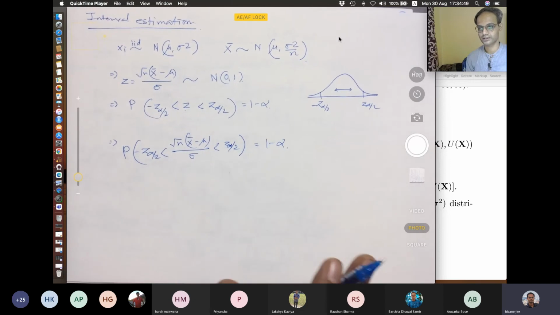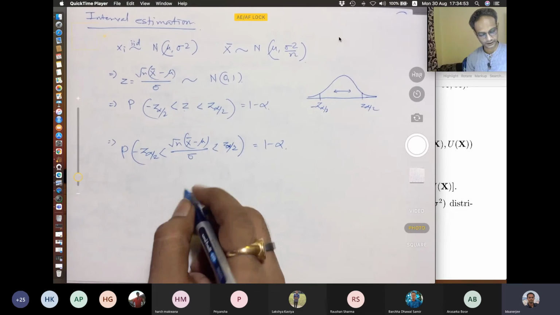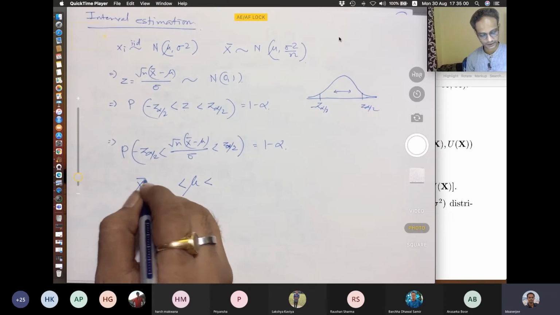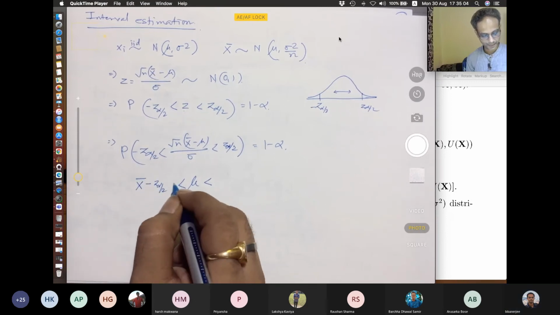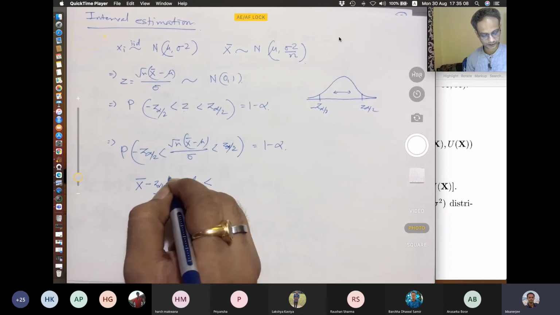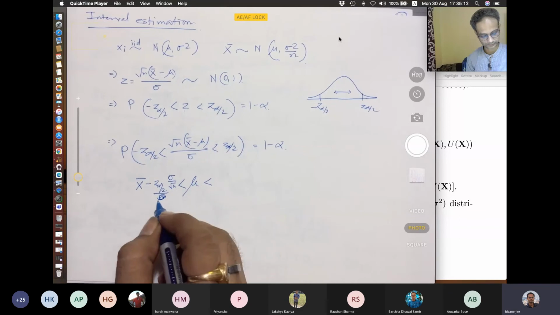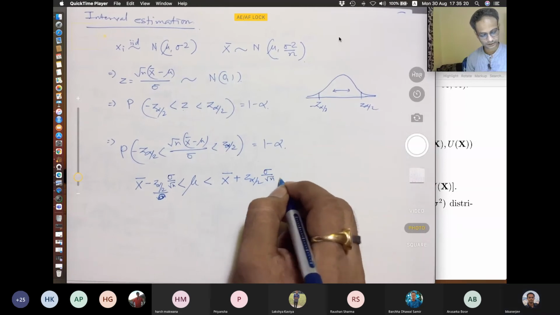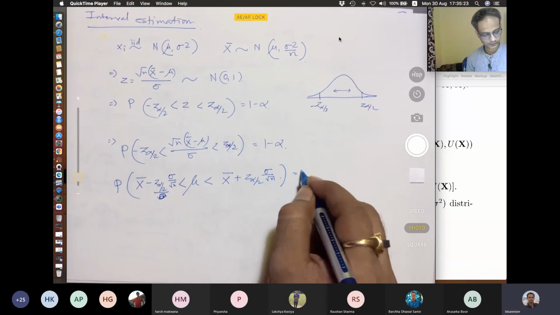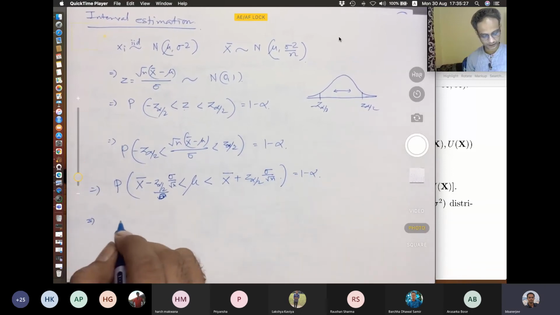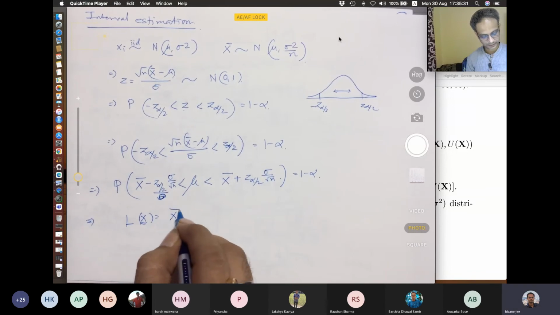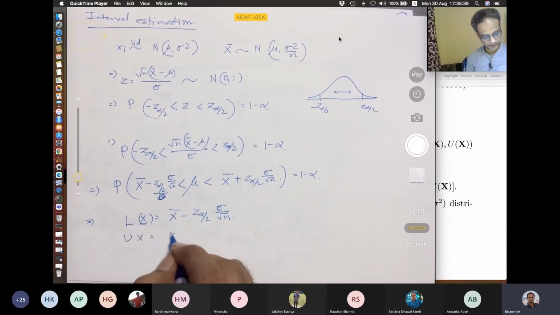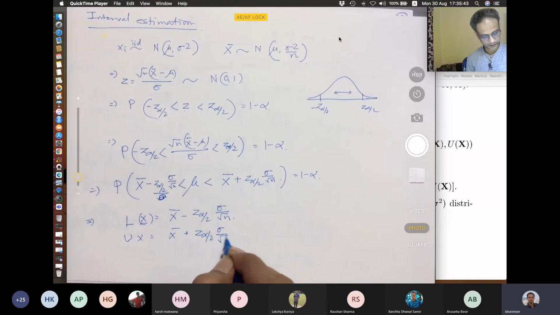Now you need to do the side change in such a way that mu will be in the middle and the rest of the thing will go to both of the sides. So the lower bound will be x bar minus z alpha by 2 sigma by root n, and the upper bound is x bar plus z alpha by 2 sigma by root n, with probability 1 minus alpha. So immediately you can see that Lx is x bar minus z alpha by 2 sigma by root n, and Ux is x bar plus z alpha by 2 sigma by root n.